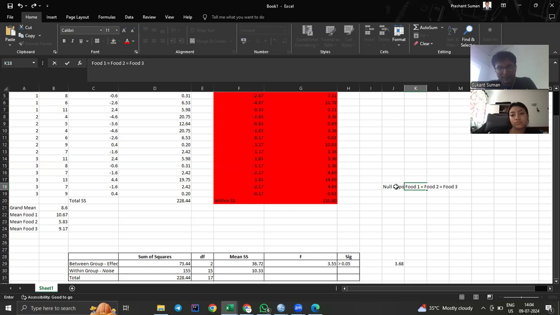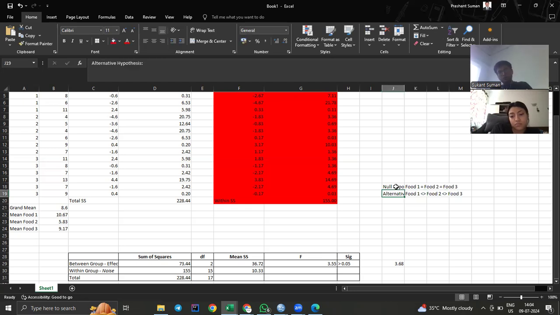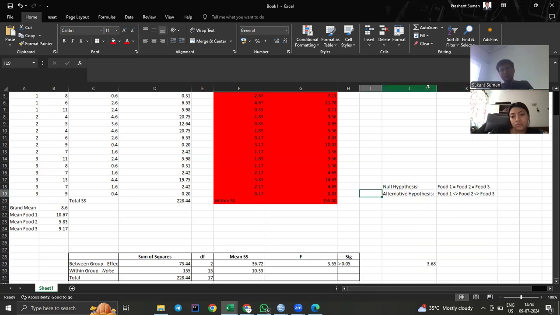And my alternative will be that the mean of food one is not equal to food two, and this is not equal to food three. That is my one-way ANOVA hypothesis. So right now, in this particular question, we cannot reject the null hypothesis. And we can conclude that the mean differences are the same across the groups. So got it?